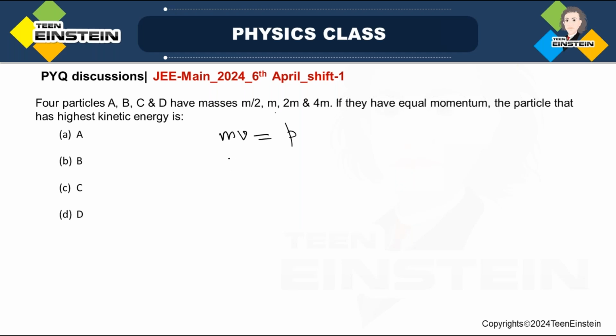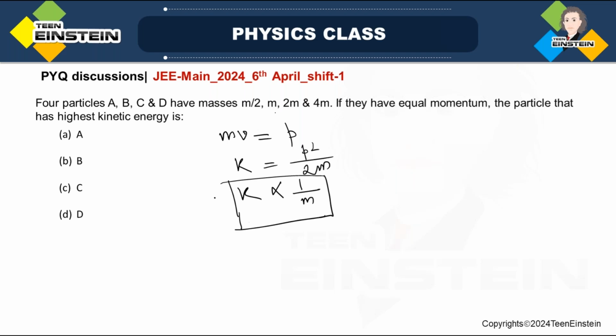Let me tell you the relation between kinetic energy and momentum. That is K is equal to p square by twice m, where K is the kinetic energy. That means if p, the linear momentum, is the same, then the kinetic energy of all the particles depends only on their masses, and it is inversely proportional to the mass. So kinetic energy is inversely proportional to the mass of individual particles.